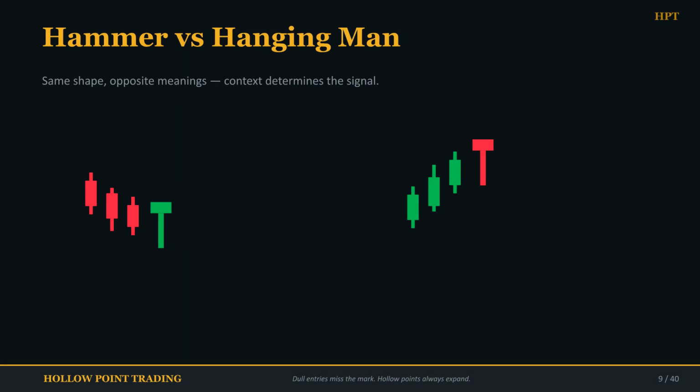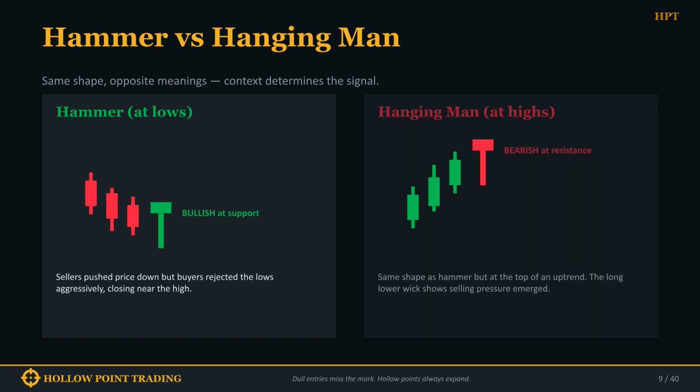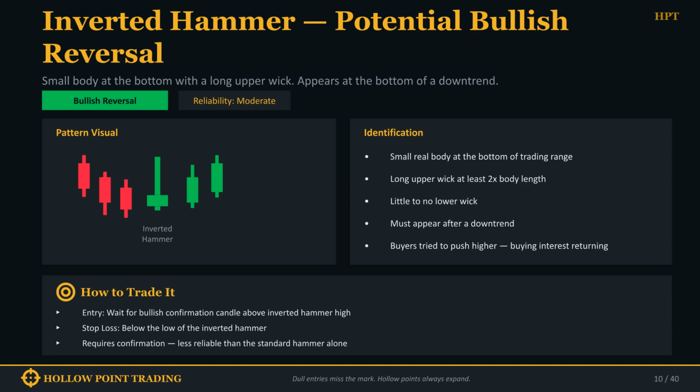The hammer and hanging man have the same shape but opposite meanings, determined by the trend context. A hammer is bullish at lows, showing buyers rejected lower prices. A hanging man is bearish at highs, indicating sellers emerged at the top of an uptrend. The inverted hammer is a potential bullish reversal, featuring a small body at the bottom and a long upper wick. It appears at the bottom of a downtrend, suggesting buyers are returning, though it requires confirmation.